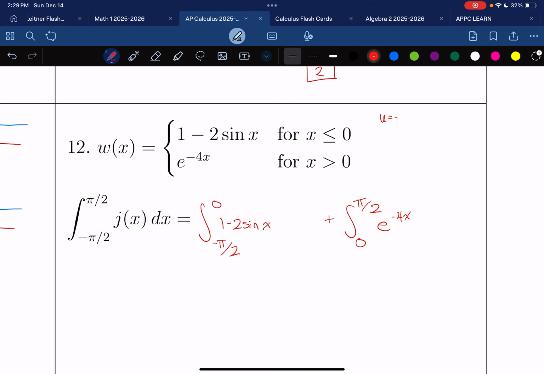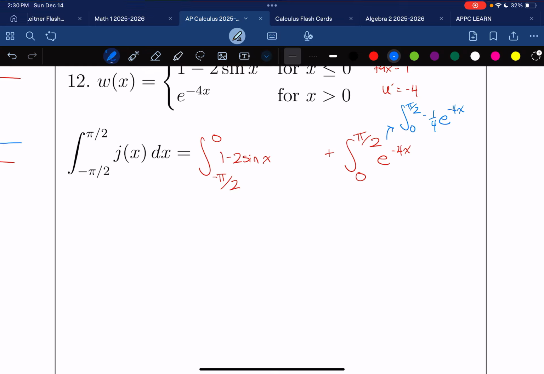I'm going to say u is equal to -4x, the inside is 1, and then u prime is going to be equal to -4, and therefore I'm going to pay the taxman that fraction of -1/4. So really this becomes, I'll do this in blue maybe, the integral from 0 to pi/2 of -1/4 e to the -4x.